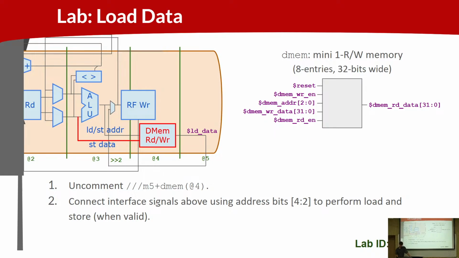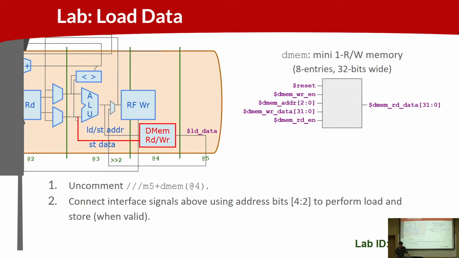Let's see, connect interface signals above. So this is connect all the signals. This guy coming out is our load data. We'll give that a name that makes sense, so you can assign that to load data. We've got our address that we computed in the ALU. So that's our result coming out of the ALU that we use for our address.